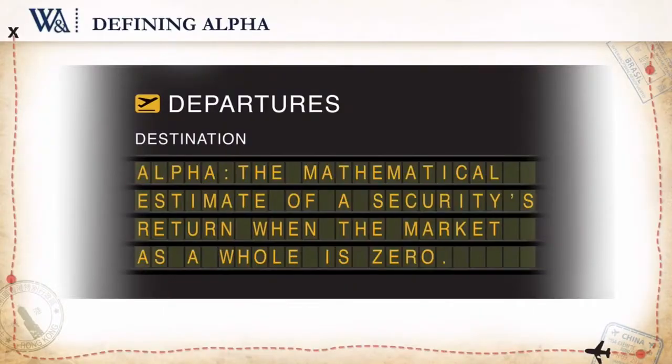So let's define what alpha is. According to Investopedia online, alpha is the mathematical estimate of a security's return when the market as a whole is zero. Said another way, it's the return you receive in a return-free environment, an environment that we're currently in and have been in for quite a period of time.